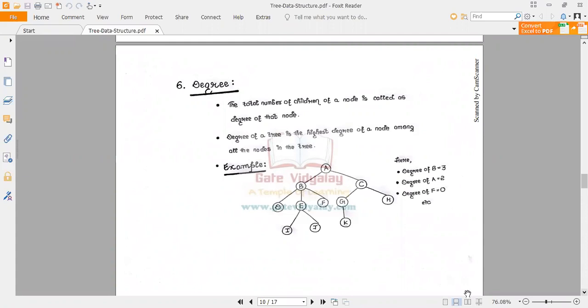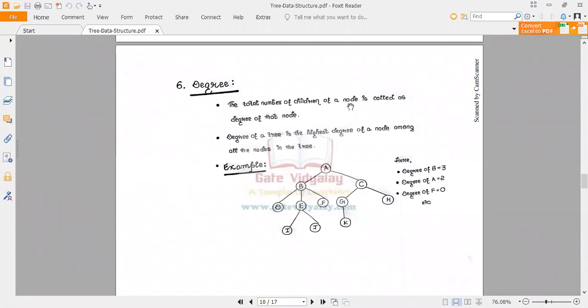Here we can see from the example that the degree of B is 3. Why 3? Because it has 3 children, D, E and F. Then we have the degree of A, which is 2. It has 2 children, B and C. And the degree of F is 0 because it does not have any children, any descendant node. The degree of E will be 2 because it has 2 children, I and J. And the degree of G is 1.